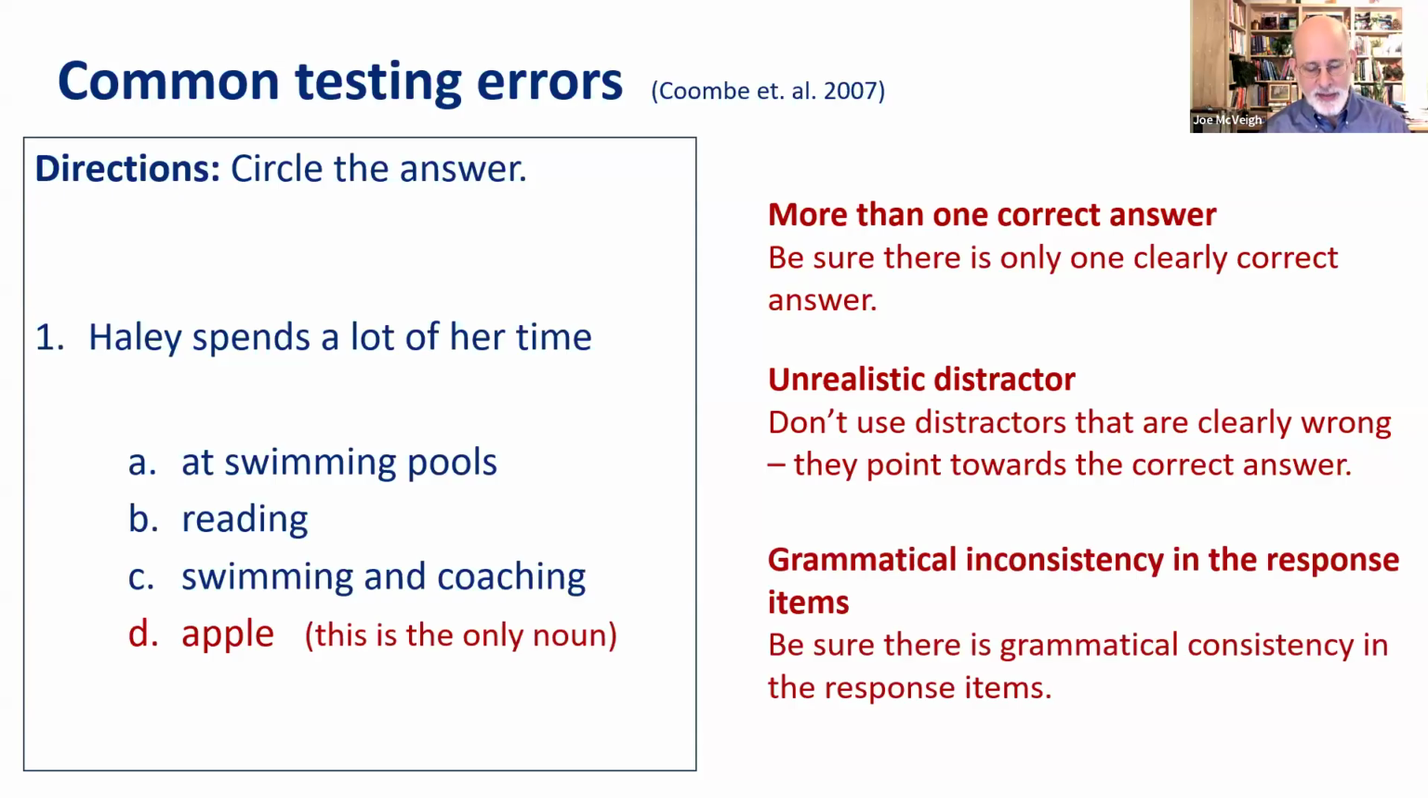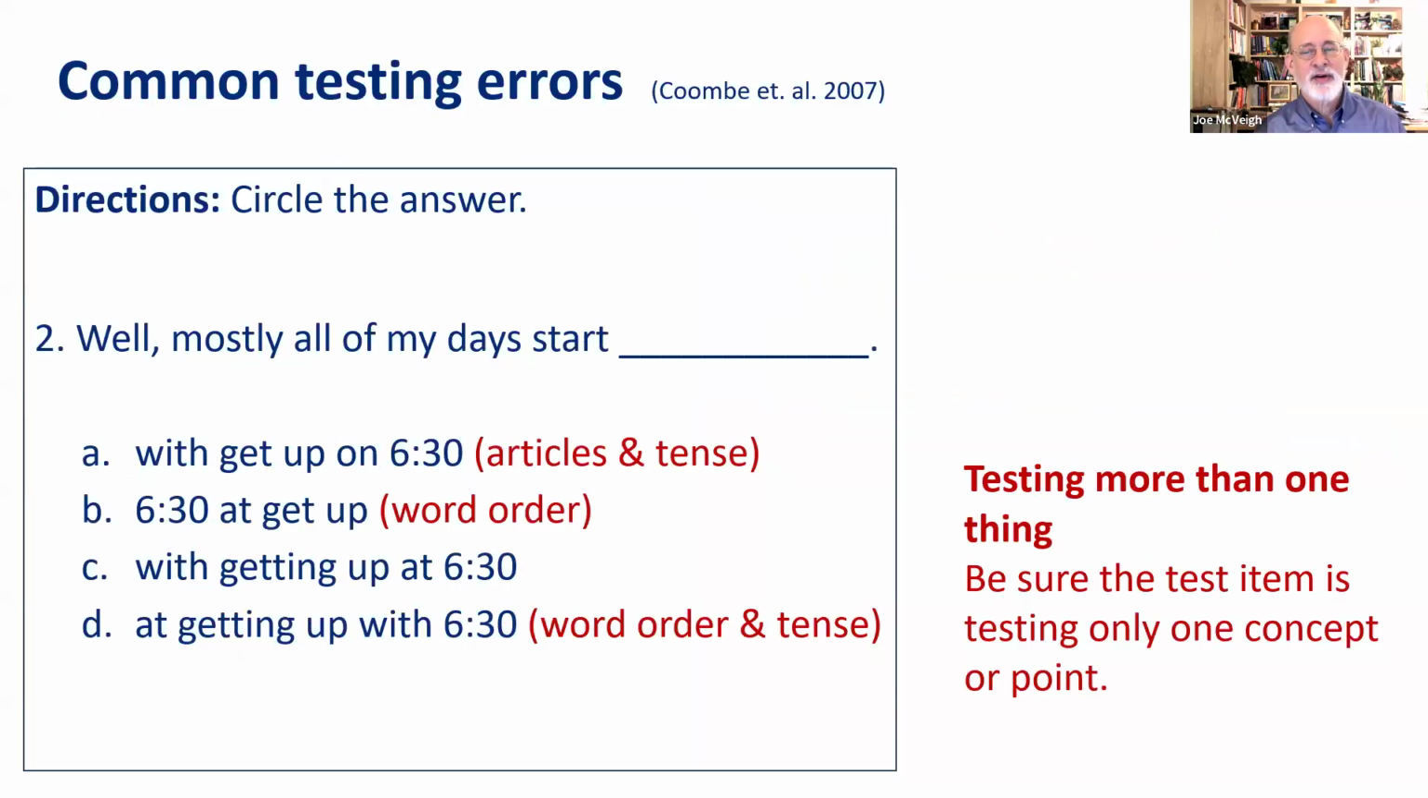And then here's one other testing error, and that is testing more than one thing. If we look at the various aspects of grammar in this test question, there are different things that could be tested, right? Because answer A is really checking whether students are using the correct articles and the correct verb tense. Answer B is looking at word order. Answer D is looking at word order and tense. So we don't want to try to test students on multiple aspects. We really want to make sure that there's just one thing, one concept that we're working on.